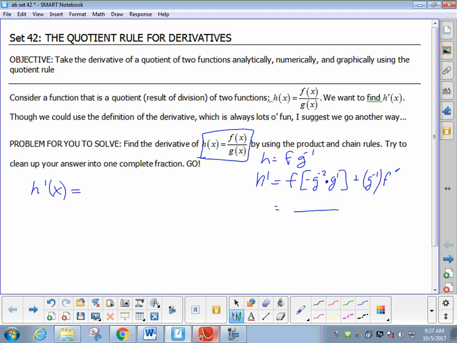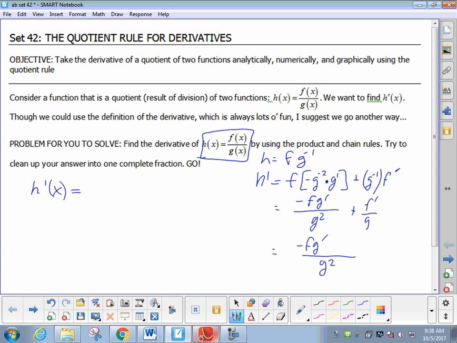Let's start by writing this as a fraction. How can that be written as a fraction? Negative f g prime over g squared. Beautiful. Plus f prime over g. Okay, that's fractions. That's nice. Now one complete fraction. The common denominator is g squared. The first term then is unchanged, negative f g prime.